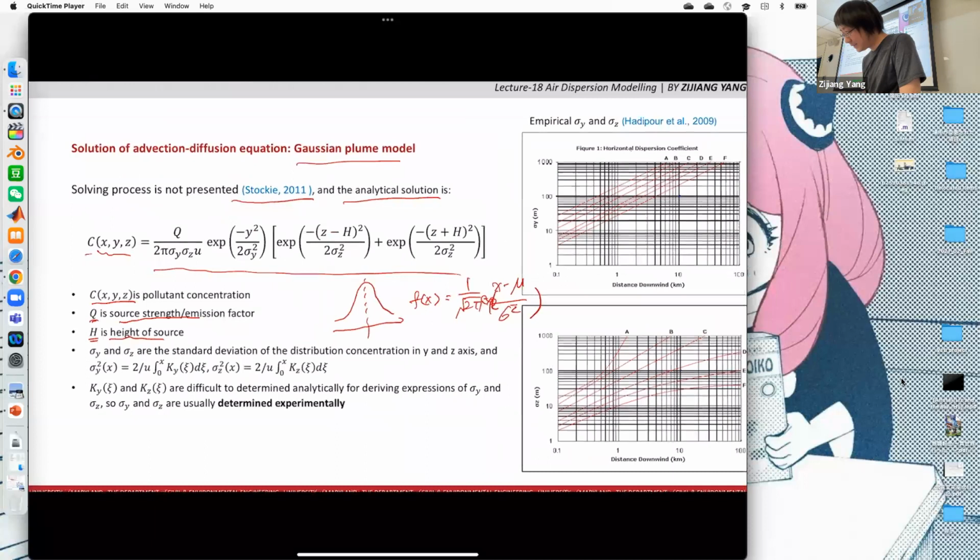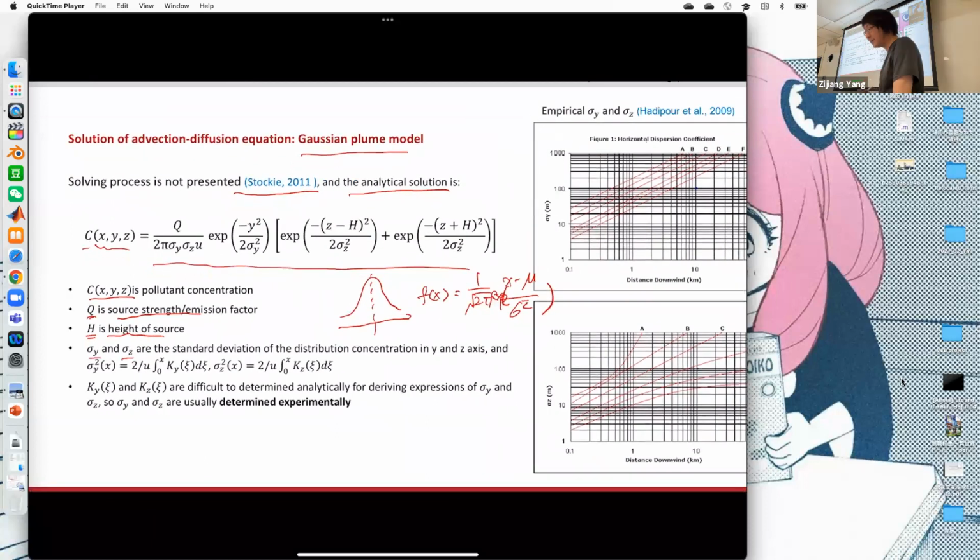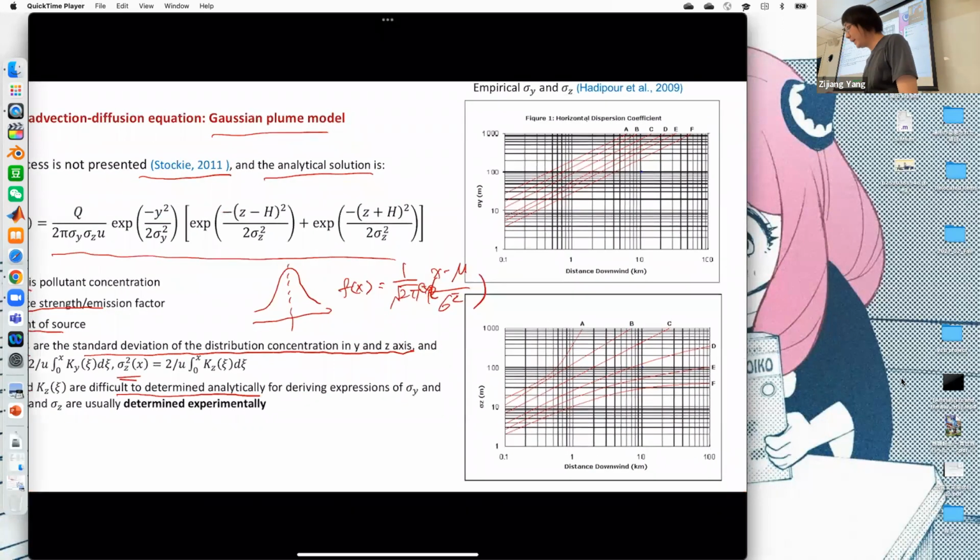And we also have sigma x, sigma y, and sigma z, which are the standard deviations of the concentration distribution in the x, y and z axes. And the sigmas can be expressed in this equation. This is a little bit tricky because they are derived from the Laplace transformation processes, and they are difficult to determine analytically. So in practice, for this standard deviation, we use empirical methods to determine it.